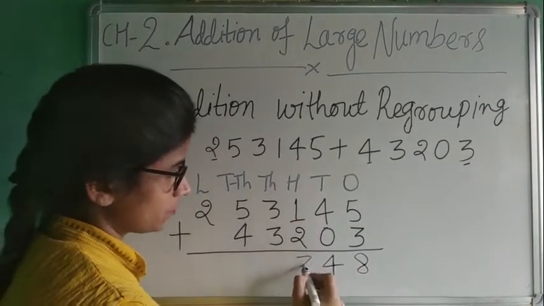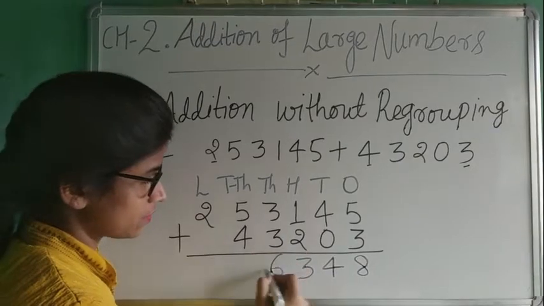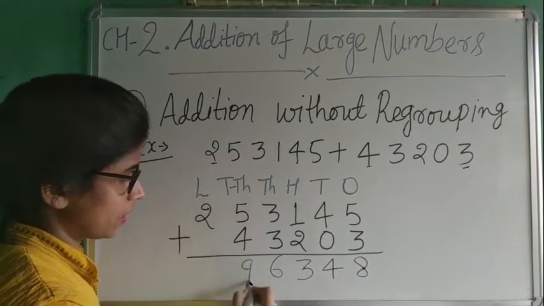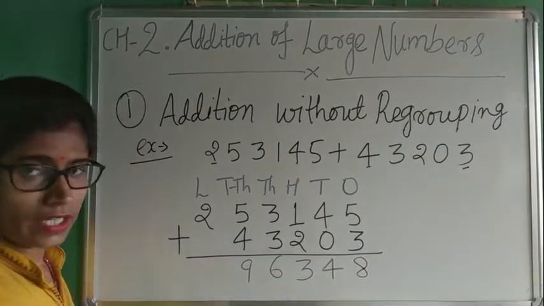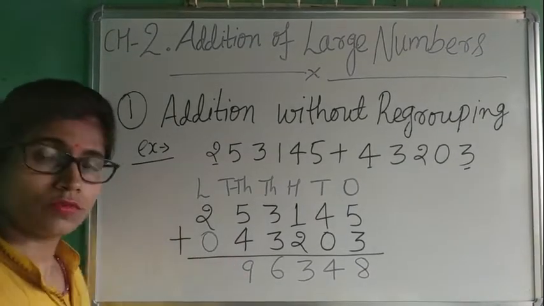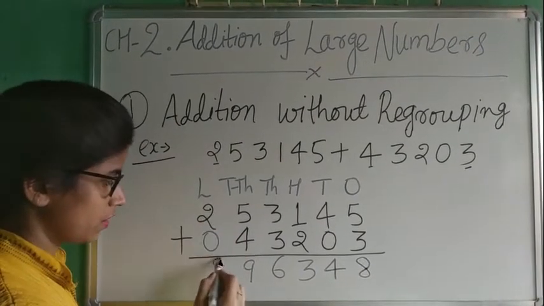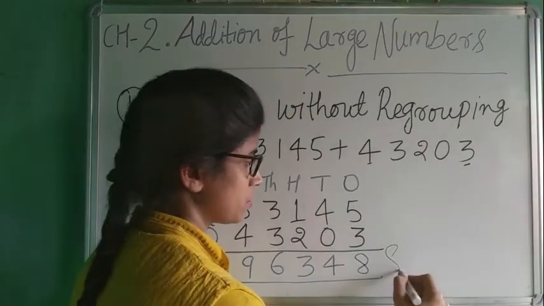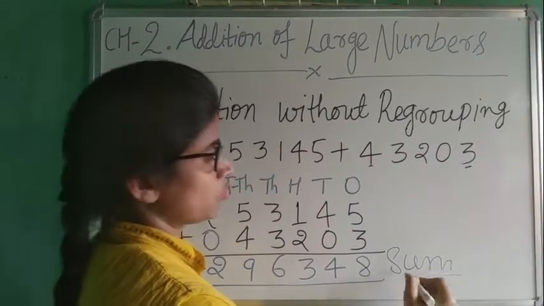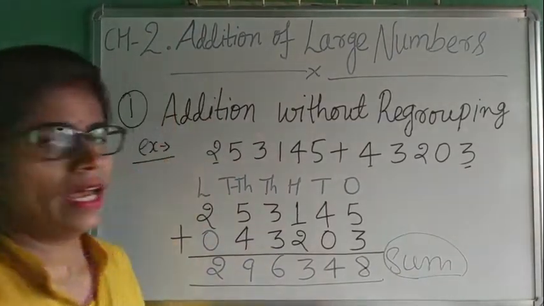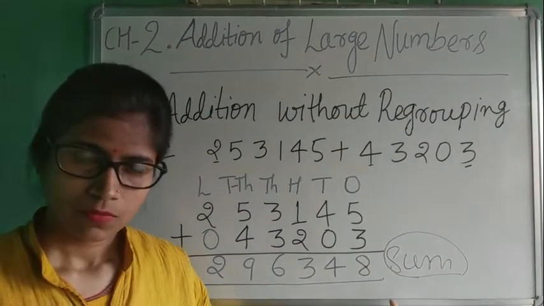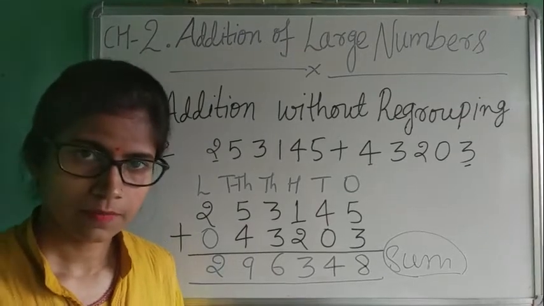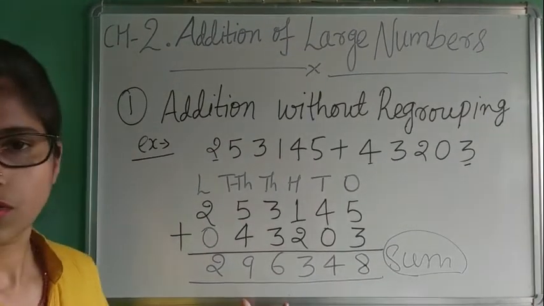1 plus 2, 3. 3 plus 3, 6. 5 plus 4, 9. And 2, and here nothing, so you can assume 0. 2 plus 0, again 2. What is this? This is your sum. No need to write every time sum. I am only writing every time to make you understand. Okay, students? So this is your sum.